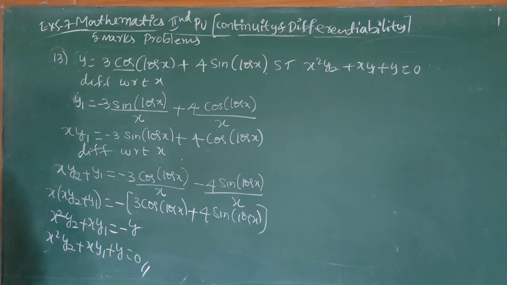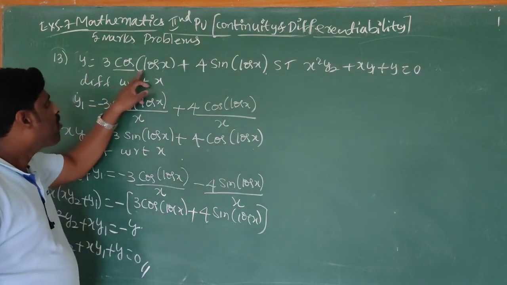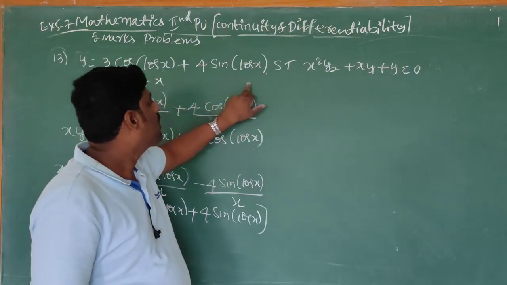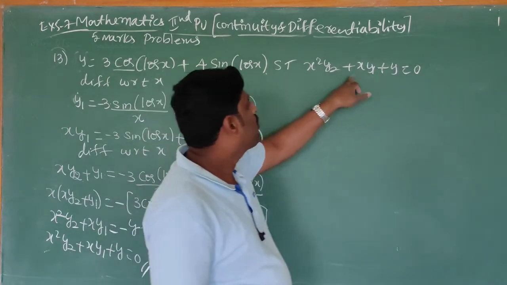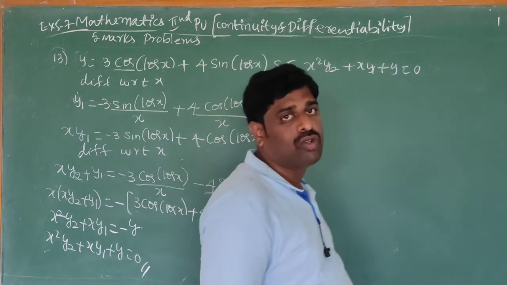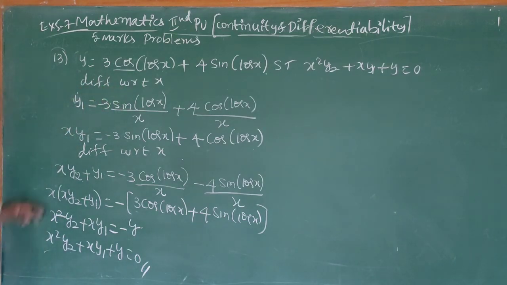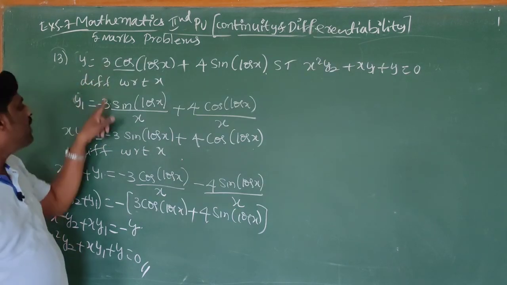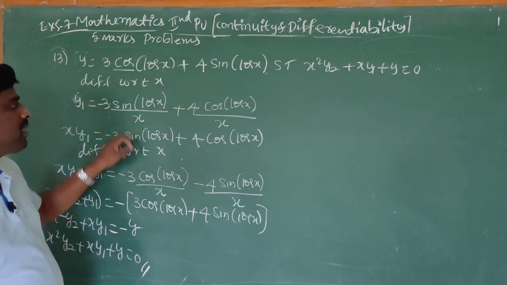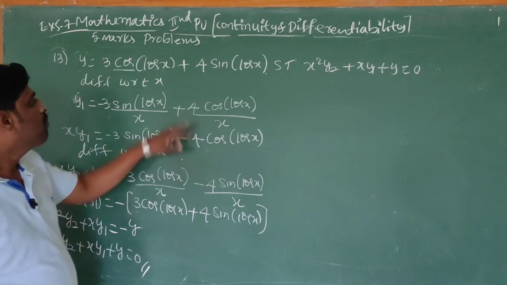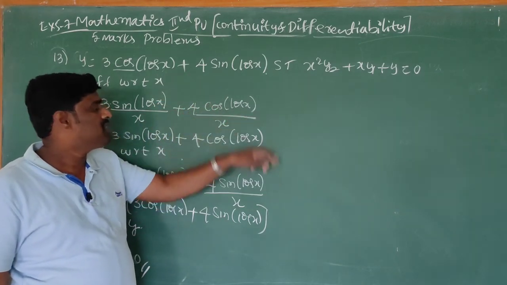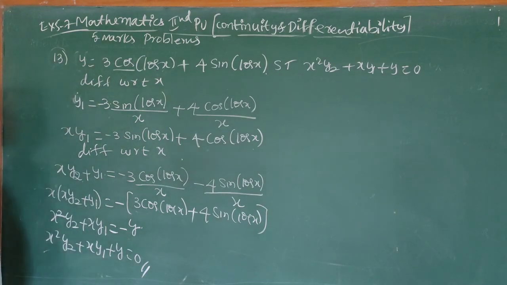So this problem is very, very important, it came in the 2020 question paper. Y is equal to 3 cos of log x plus 4 sine of log x. Show that x square y2 plus xy1 plus y is equal to 0. So differentiate with respect to x. So y differentiation is y1. So 3 as it is, cos differentiation is minus sine of log x divided by x, plus 4 as it is, sine differentiation is cos of log x by x.